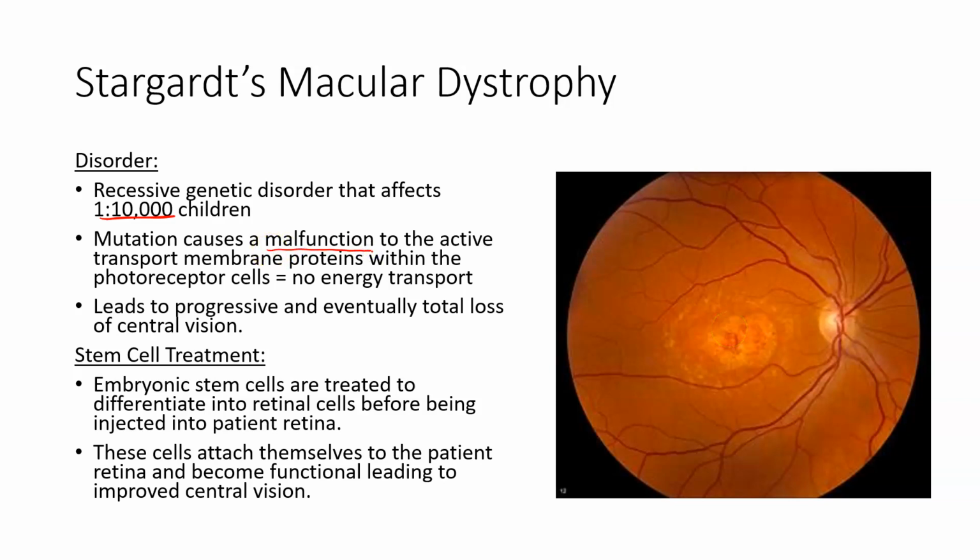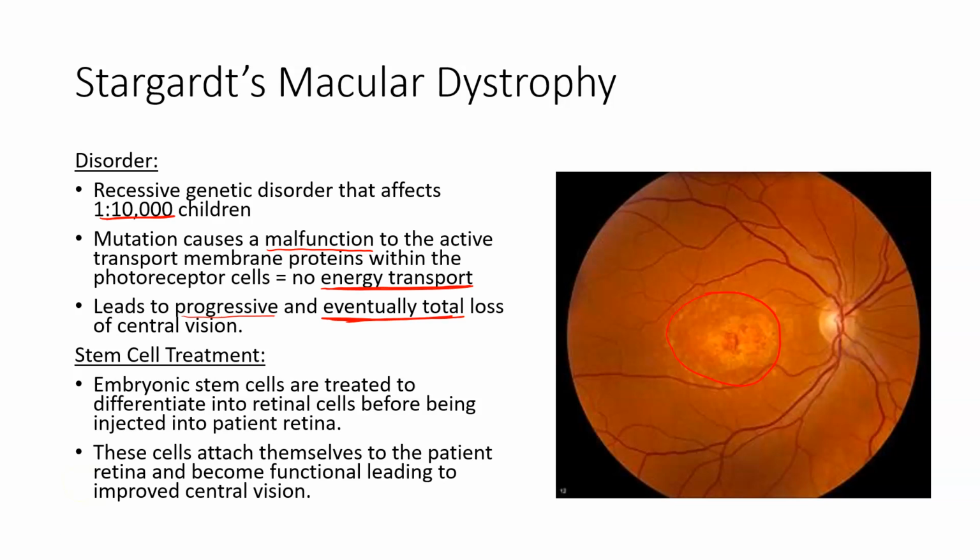And because those membrane protein pumps can't work correctly, they can't properly transport energy that is required in order for the photoreceptors to work properly. And so if they're not working properly, it leads to a progressive and eventually a total loss of central vision. So you can see it in here. There is a degenerative eye disorder associated with the retina. And you typically, when looking at somebody's retina, can diagnose that Stargardt macular dystrophy is in fact the case, because there is often a central location on the retina that is essentially dying.